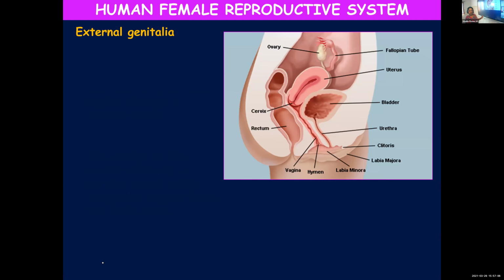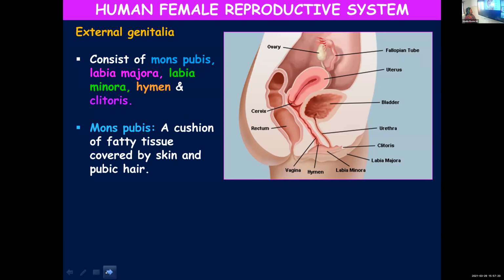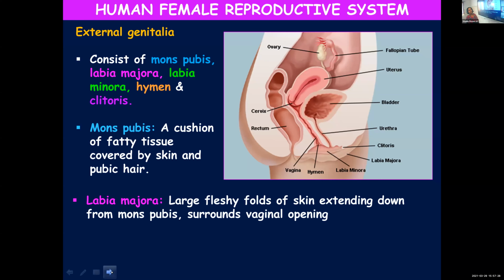And then we started with the external genitalia, and I told you the different structures that make up the external genitalia are the mons pubis, labia majora, labia minora, hymen, and clitoris. The mons pubis, as we already learned, is a cushion of fatty tissue covered by skin and pubic hair. The labia majora are large fleshy folds of skin extending from the mons pubis, surrounding the vaginal opening. And beneath the labia majora, smaller folds of skin are present, called the labia minora.